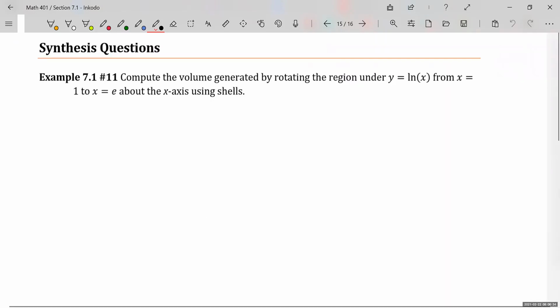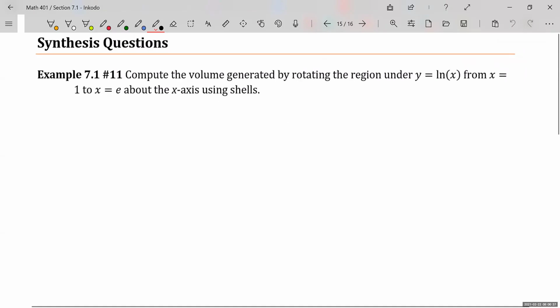And the synthesis question. Oh, sorry. I just saw a new message.